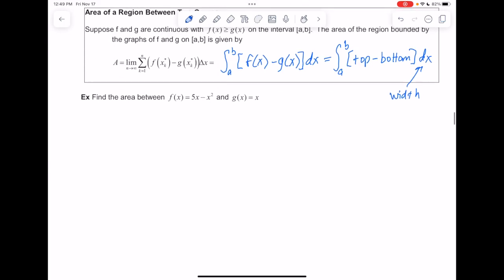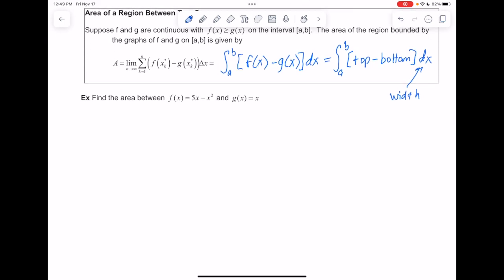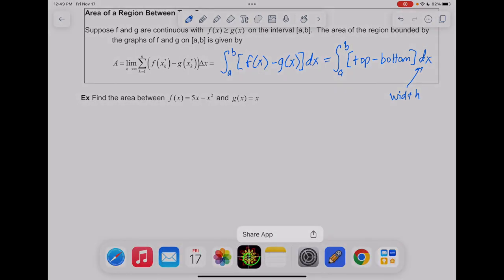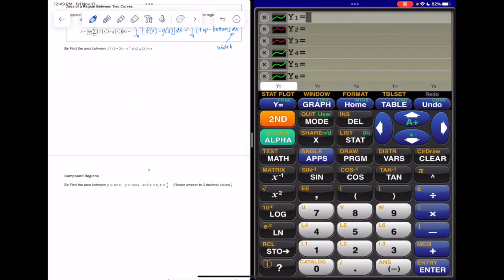All right, let's go ahead and try this on an example. Let's try and find the area between f of x equals 5x minus x squared and g of x equals x. Let's go ahead and start out by looking at a graph of those two functions. So we'll enter those both in. So we have y equals 5x minus x squared.